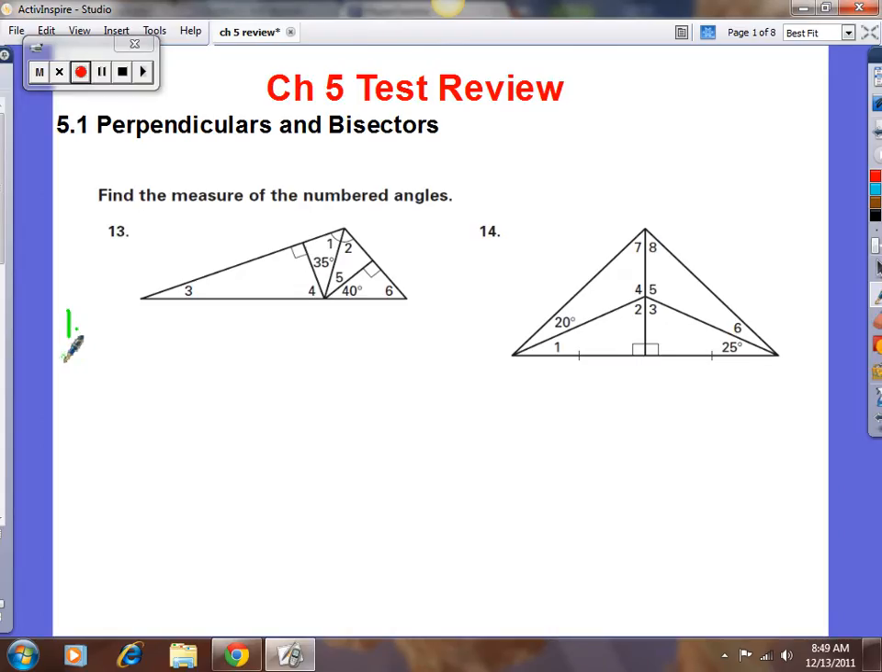Let's just start off by numbering them: 1, 2, 3, 4, 5, and 6. So what's their very first angle? Which one do you want to find first? 1 through 6.